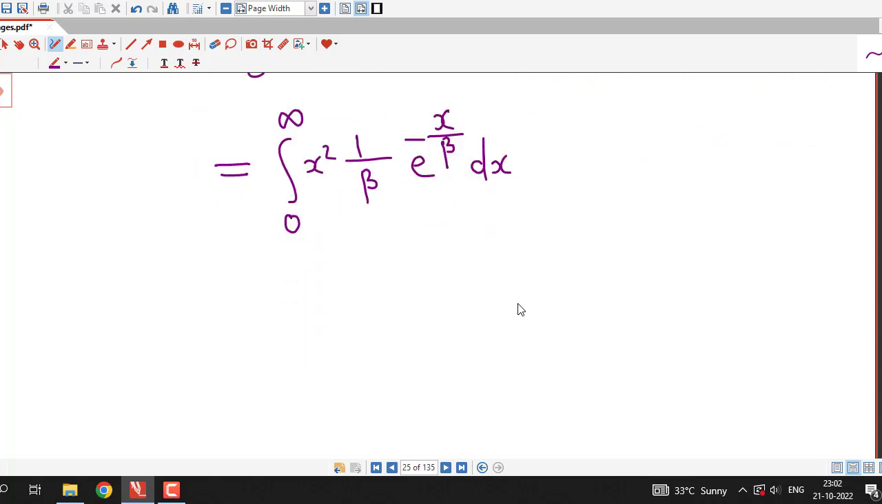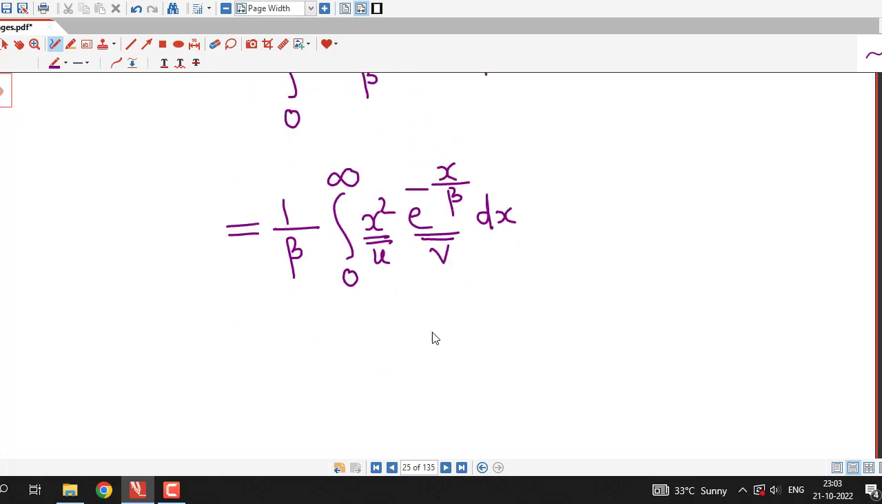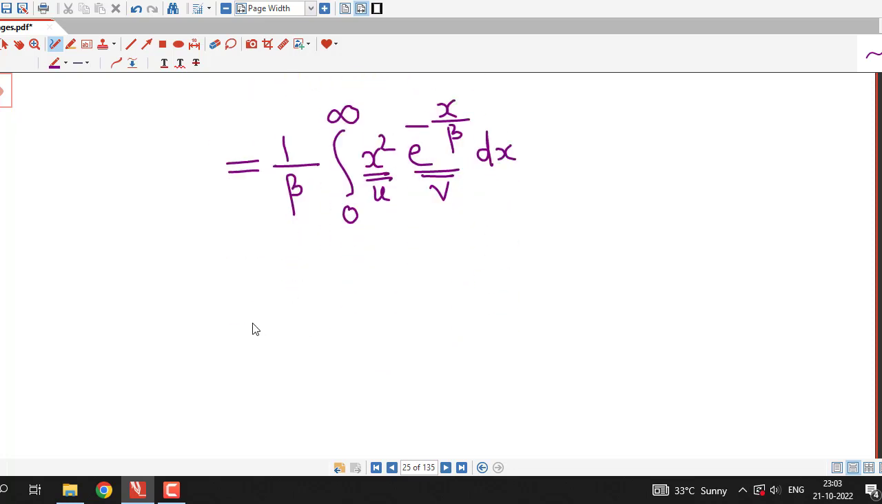dx, and we can take 1 over beta again outside, independent of x, and we have to integrate x square times e raised to minus x over beta with respect to x. Again we apply integration by parts. We take u equal to x square and v equal to e raised to minus x over beta.